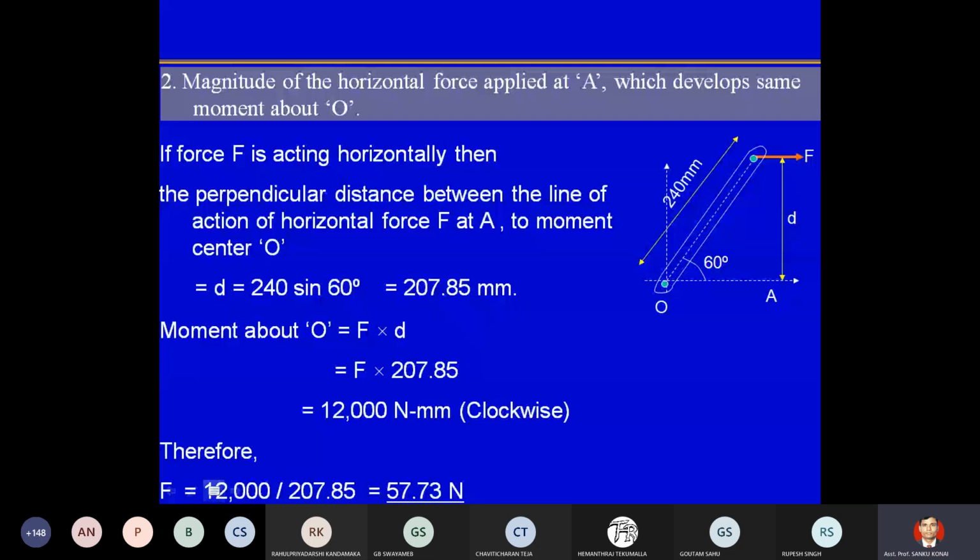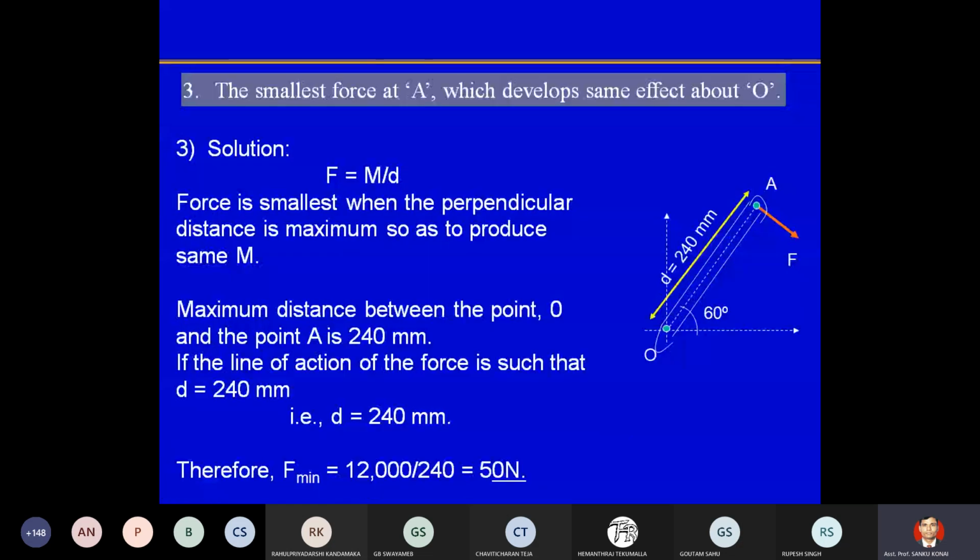Now as I said, M equals F into D, say F equals moment by distance. Now moment is your constant. To make F minimum, D has to be maximum. Okay, D has to be maximum. Now when will D be maximum? This whole 240 mm acts as the moment arm when this F acts perpendicular to this AO axis.